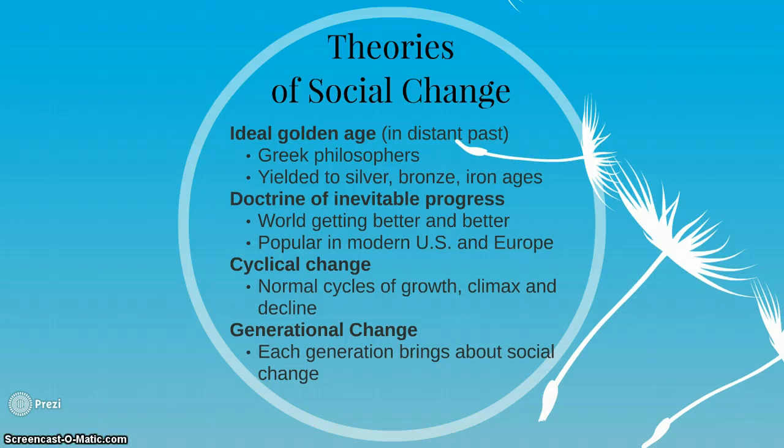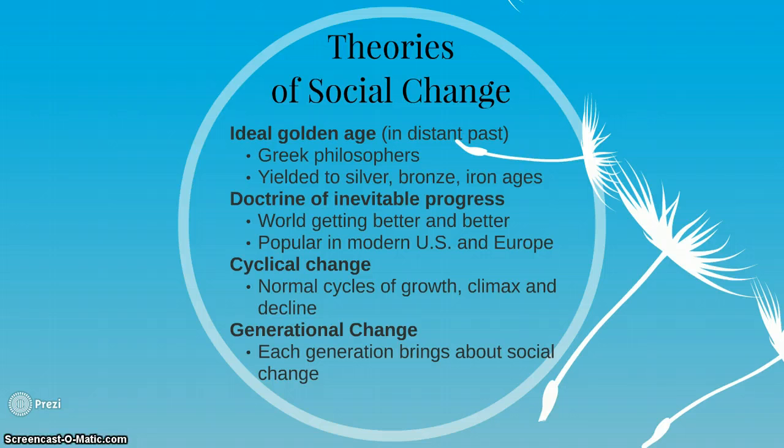Then there's the opposite, which is the doctrine of inevitable progress. This is the view that the world will just continue to get better and better. It's popular in the modern United States and also in Europe. It's basically the view of modern classical liberalism, that human beings are inherently good, that with education and rationality, the world can be made progressively better and will continue to improve with modern science and modern discoveries. That view was shaken deeply in World War I, World War II, and the Great Depression. The horrors of the 20th century called into question the idea that humans are inherently good and that the world will progressively get better and better.